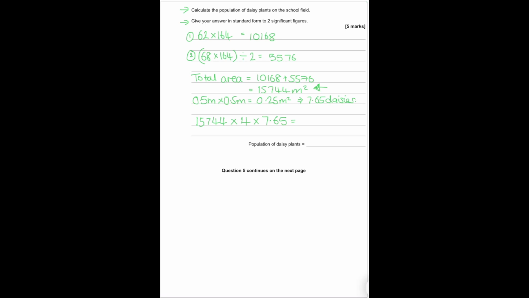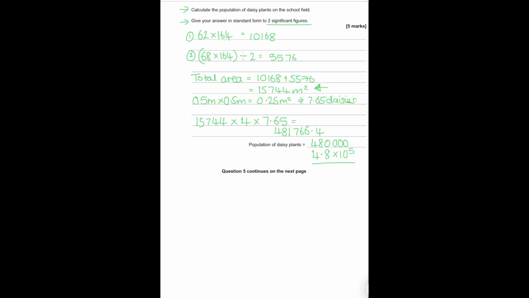And if we calculate that out, we get an answer of 481,766.4 daisies in the whole of the area, but we've got to give our answer to two significant figures, and with two significant figures, that would be 480,000 daisies. And then the last part of the question, we need to change this into standard form, which would be 4.8 times 10 to the power of 5. And that is your final answer.